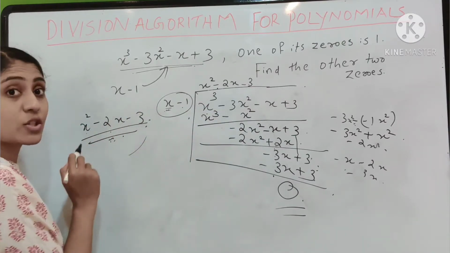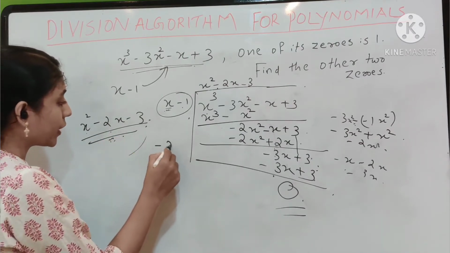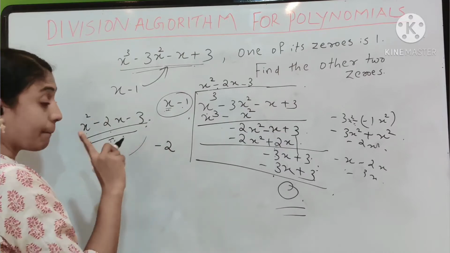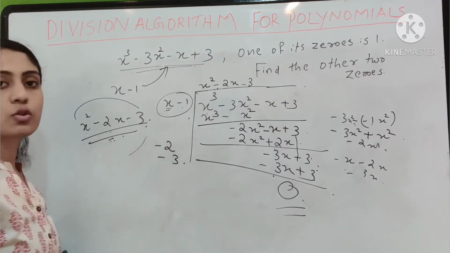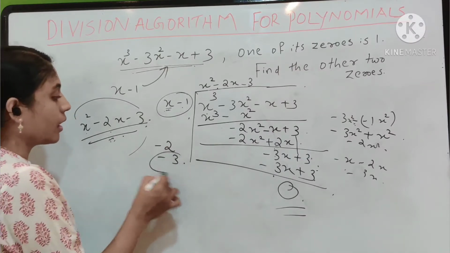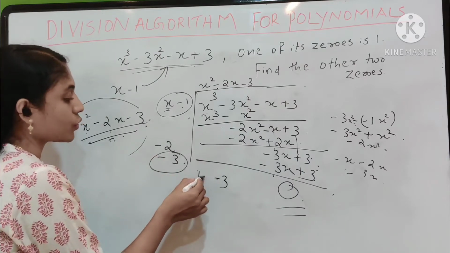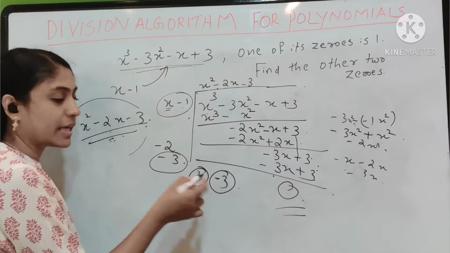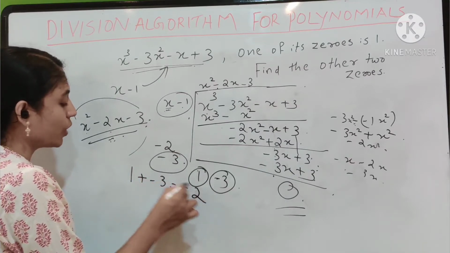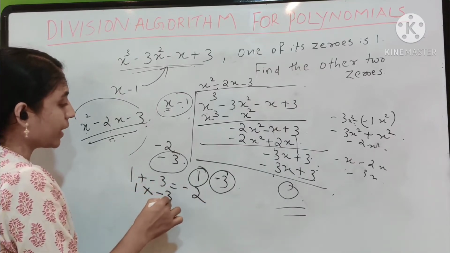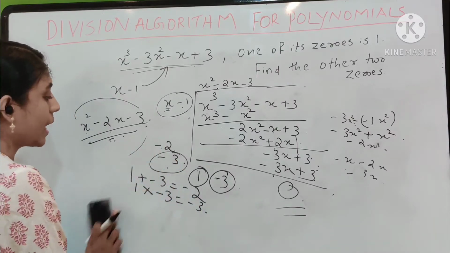So x square minus 2x minus 3. How can we split the middle term? When we add, we have to get minus 2 as the answer. When we multiply, we have to get 1 into minus 3, that is minus 3. So which are the numbers? 1 and minus 3. Why? Because when we add 1 plus minus 3, it is minus 2, and when we multiply 1 into minus 3, it becomes minus 3.